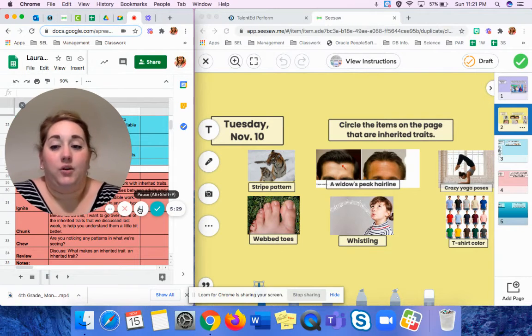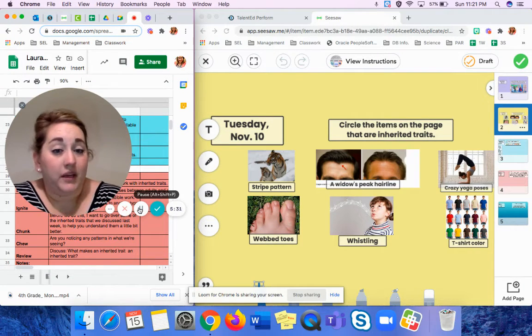Okay, I hope this clears it up a little bit for you. And your assignment today, excuse me, I want you to discuss what makes an inherited trait an inherited trait.